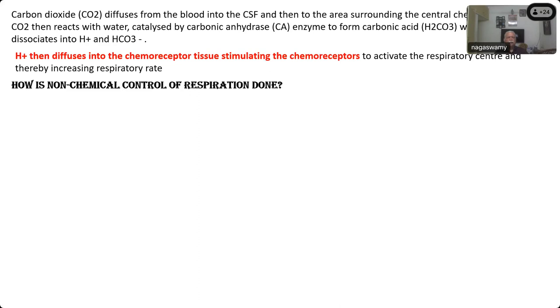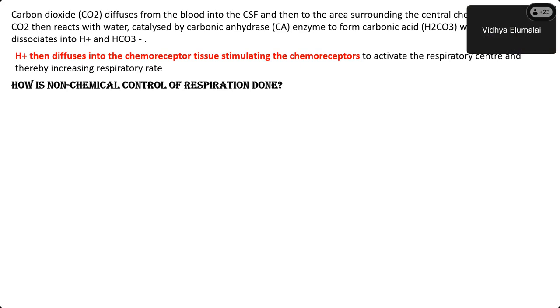Now, what is non-chemical control of respiration? How is it done? This is chemical, what we saw by the changes in the CO2 mainly and to some extent by hypoxemia is the chemical control of respiration. Now, is the only method of respiratory control the chemical? No. So there is non-chemical control also. So how is that done?